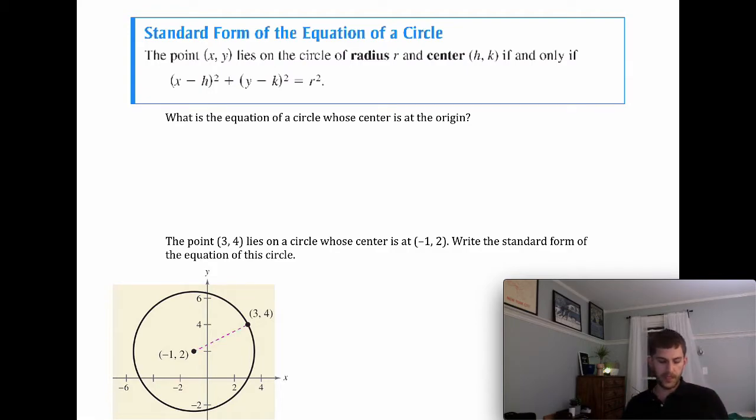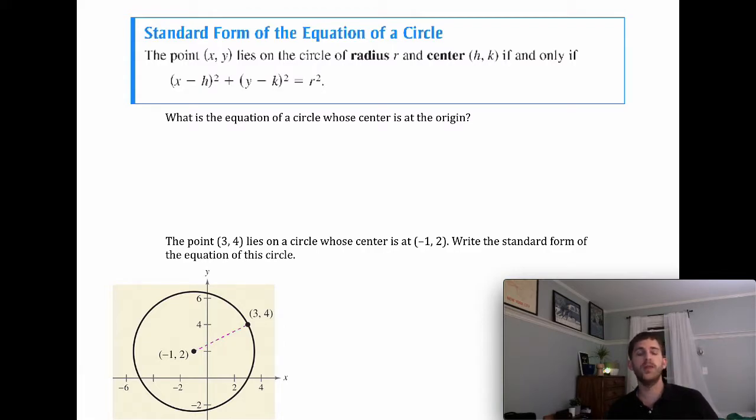So we got x minus h. So in other words, x minus the x coordinate of the center, plus y minus k squared. So y minus k, which is the y coordinate of the center, equals r squared. So again, x minus h squared plus y minus k squared equals r squared. This looks a little familiar. It's kind of similar in nature to, say, the Pythagorean theorem.